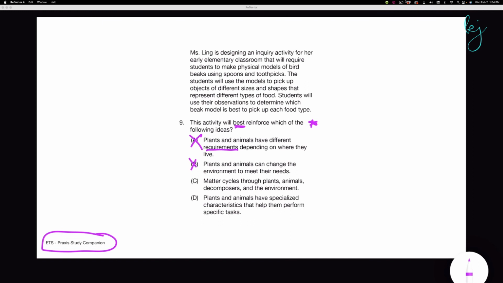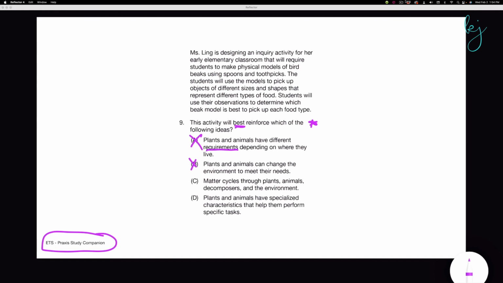C, matter cycles through plants, animals, decomposers, and the environment. Well, that is actually true. Matter does cycle through. It's actually recycled. All matter on Earth is finite. It stays. It's neither created nor destroyed. But C looks good. So I'm going to keep that.